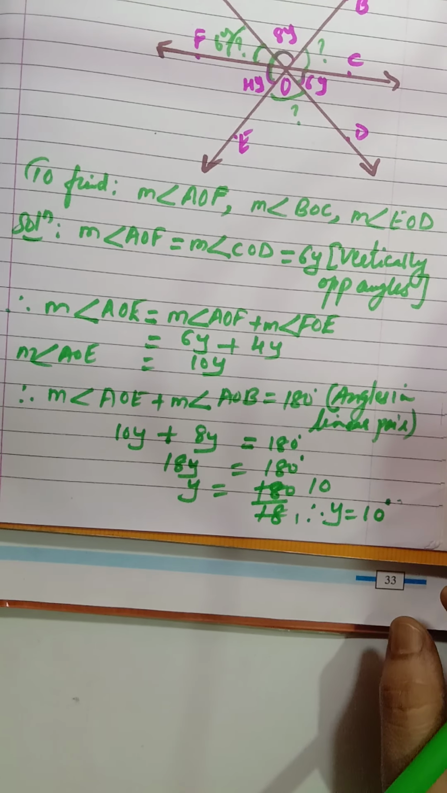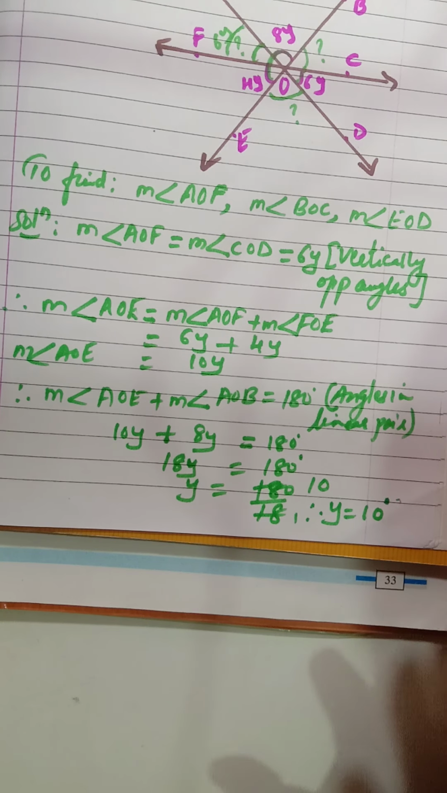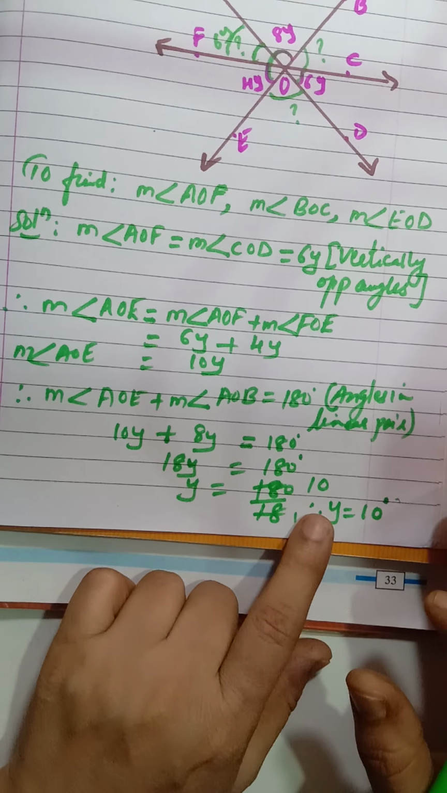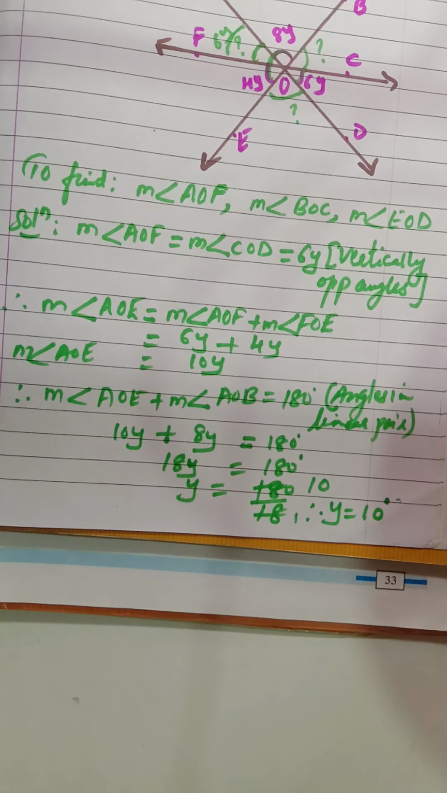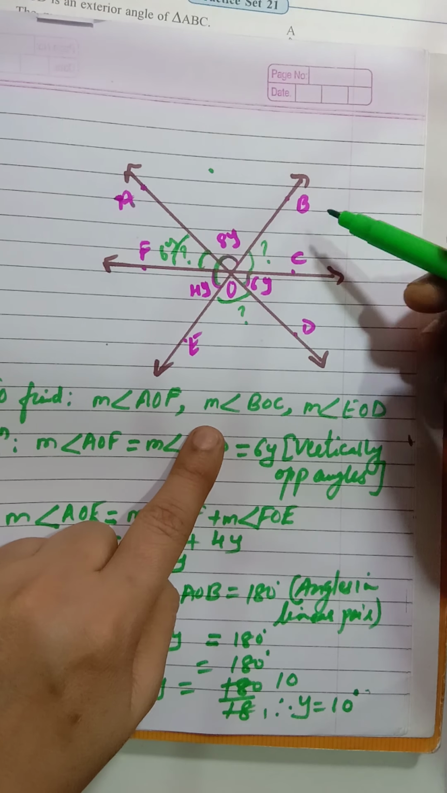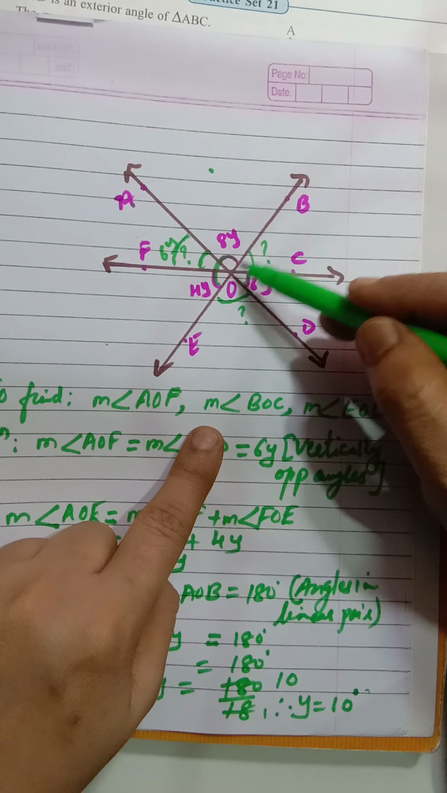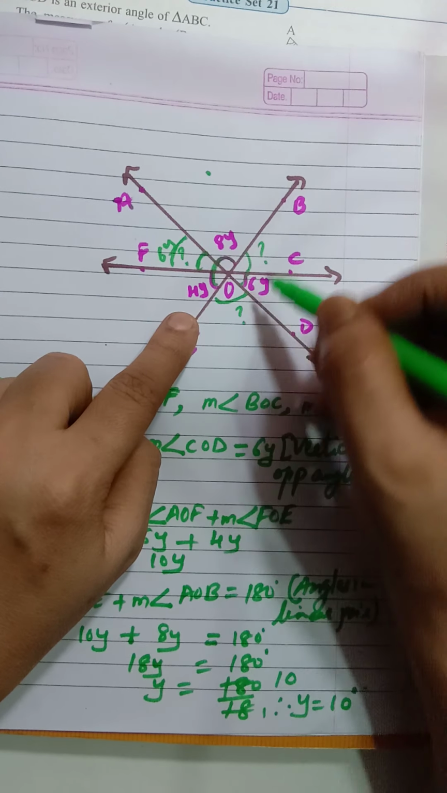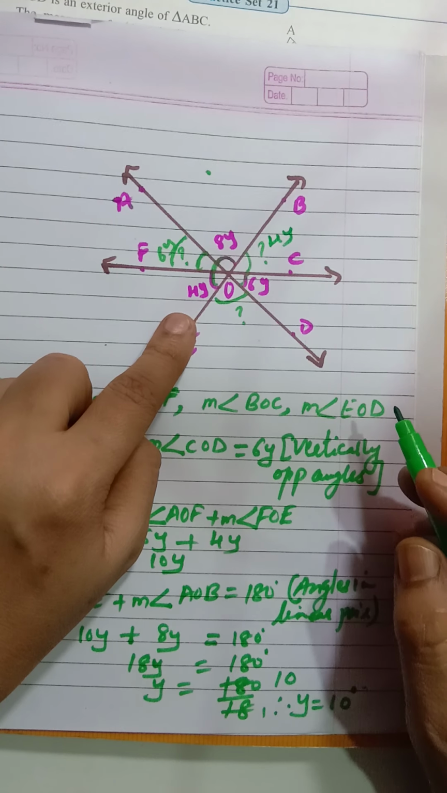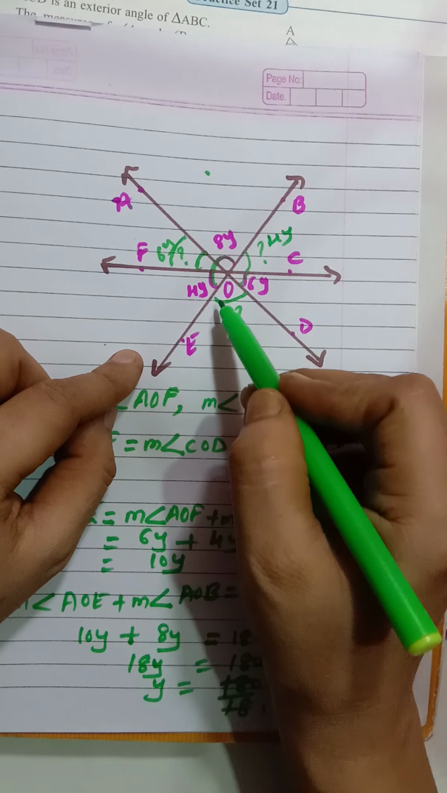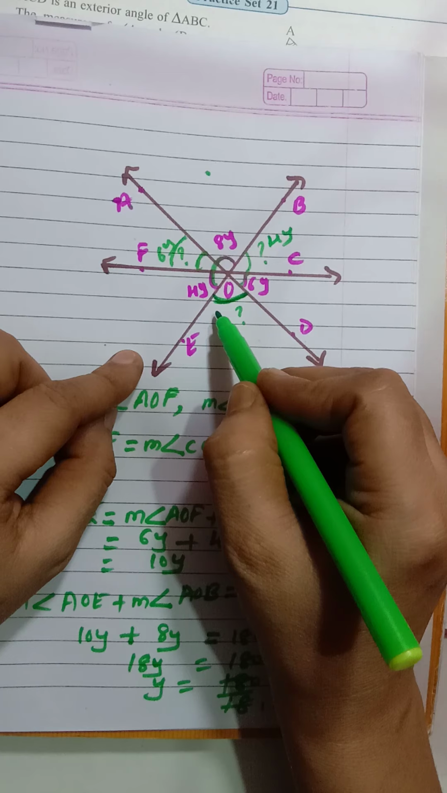Children, copy down. This sum is little lengthy. So first we need to find the value of y. So we have found the value of y is equal to 10 degree. Now coming to which angles we had, AOF. Now AOF is how much? 6y. BOC. Now see children, BOC is how much? You can see in the figure. BOC will be 4y. Why? Because it is vertically opposite angle, right? And your EOD, this angle will be how much children? It will be 8y.